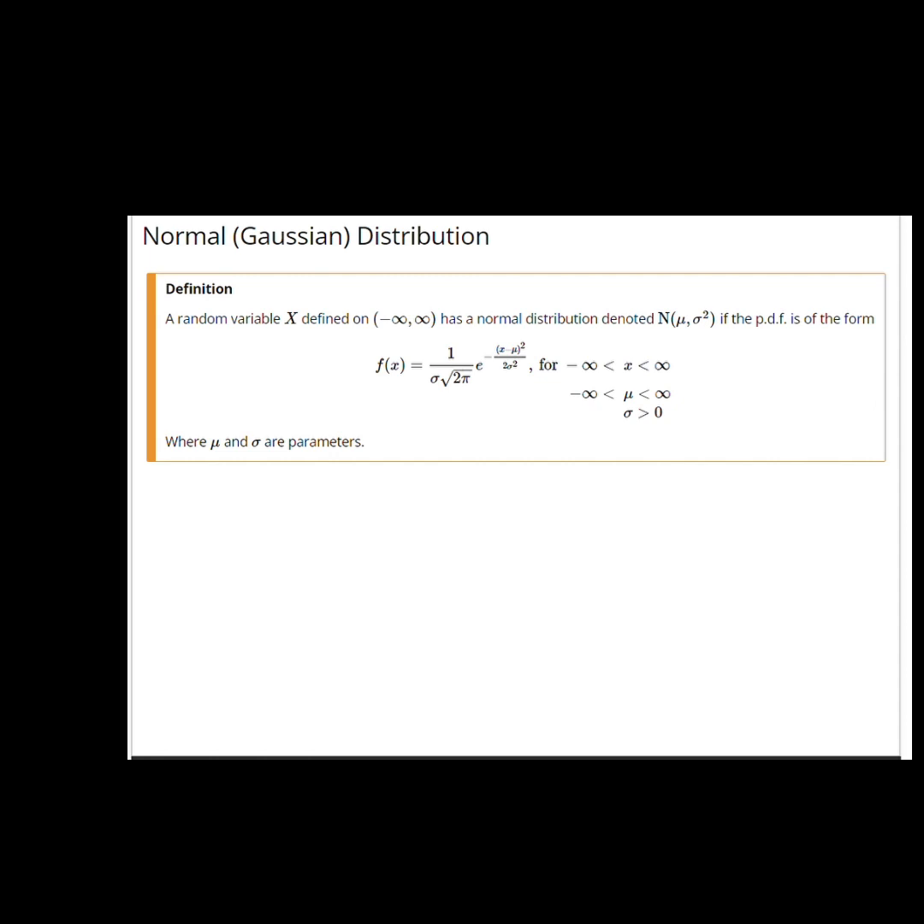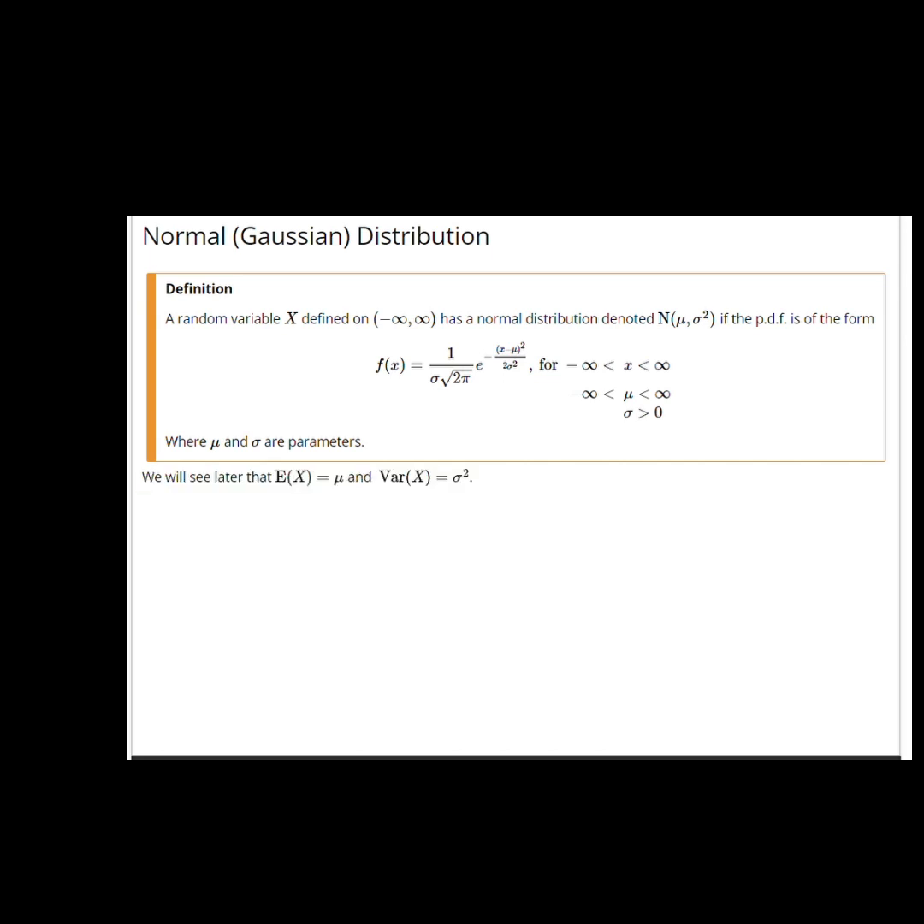A random variable x defined on the whole real line, minus infinity up to plus infinity, is said to have a normal distribution if the PDF is of the form a constant times e to the power minus x minus mu squared over 2 sigma squared, where mu is some value between minus infinity and plus infinity, and sigma squared is some positive value. These are the two parameters of the distribution. The constant out in front turns out to be 1 over sigma times the square root of 2 pi. But it's the other term which determines the bell shape of this function.